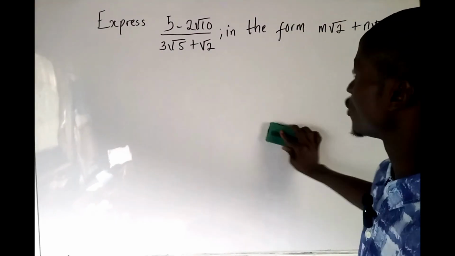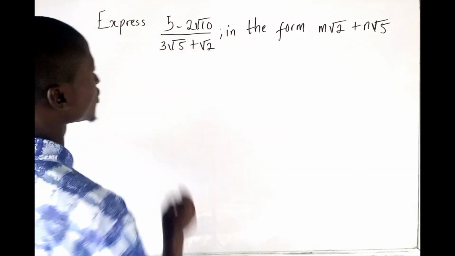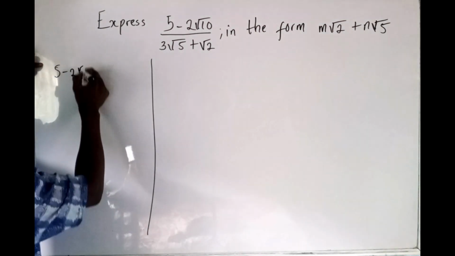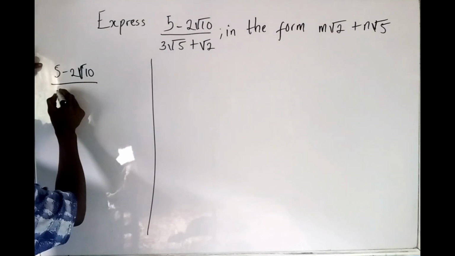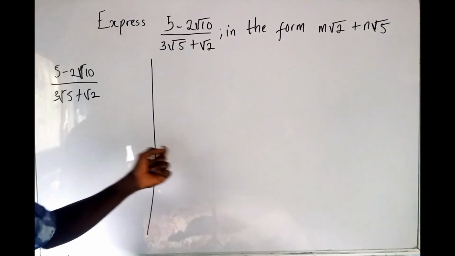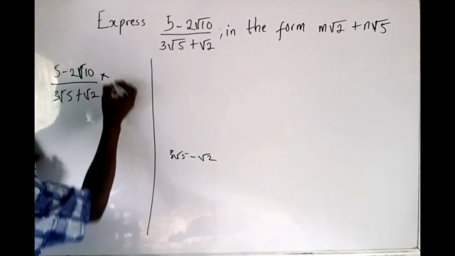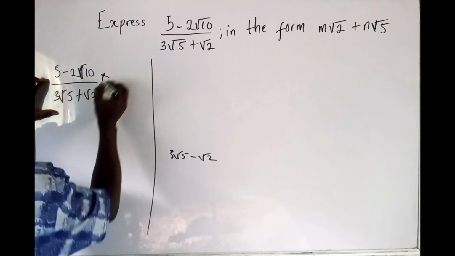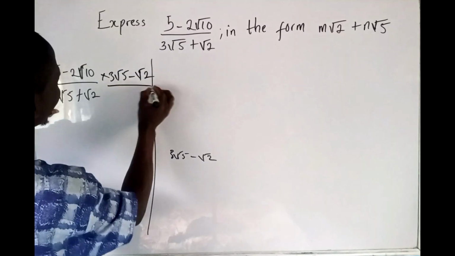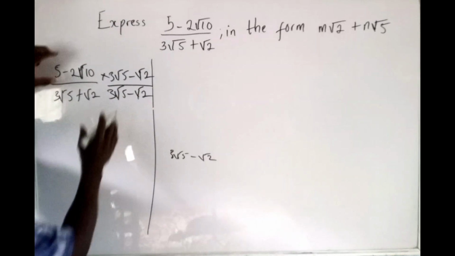Now, what do we do next? We are going to use the conjugate to multiply both the numerator and the denominator. Here we have 5 minus 2 root 10 all over 3 root 5 plus root 2. Because our conjugate is 3 root 5 minus root 2, we multiply both the numerator and the denominator by it, so we have times 3 root 5 minus root 2, over 3 root 5 minus root 2.